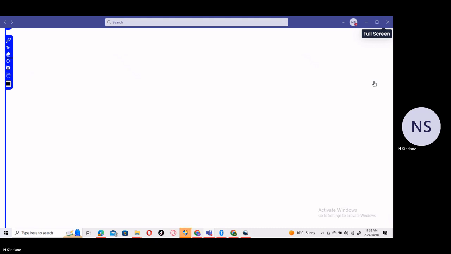Masterclass with Leo. Today we are doing types of functions. We're focusing on the types of functions in engineering maths. We'll start with the first one, which is called polynomial.